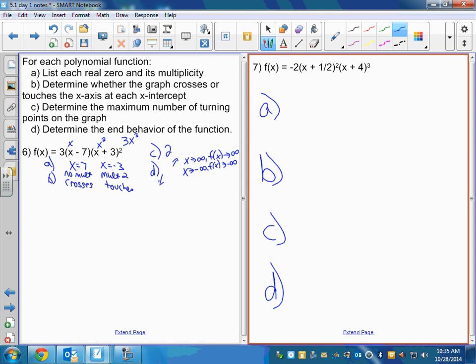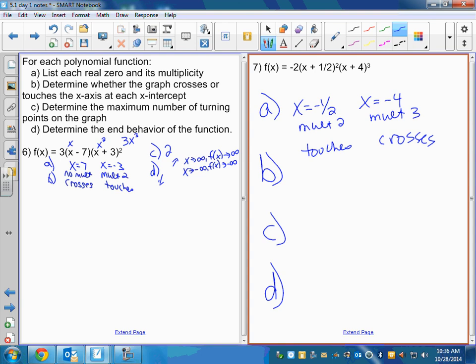Alright, so if it's 1/2, then that means the zero's at -1/2. And if it's x plus 4, if I set that equal to 0, I would get -4. Multiplicity is just the number on the outside. So this one has a multiplicity of 2, this one has a multiplicity of 3. Touches or crosses is based on even or odd. Even, think about x squared: touches. Odd, think about x cubed: crosses. Questions about that? That's A and B.